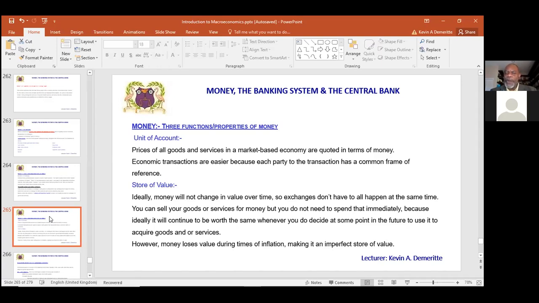Everything that we know, when we try to put a value to it, that can be expressed as value in terms of money. We don't express the value of one good in terms of another good, right? You don't say that your laptop is worth 3.5 telephones. You don't say this lesson is worth, I don't know, whatever, right?